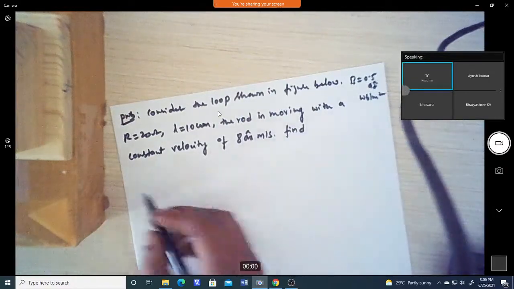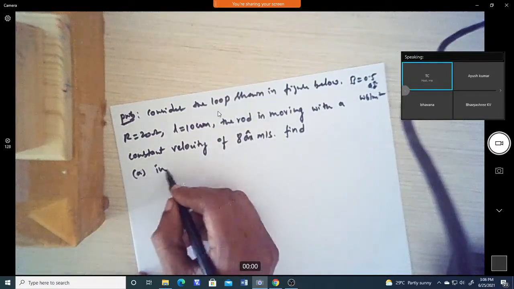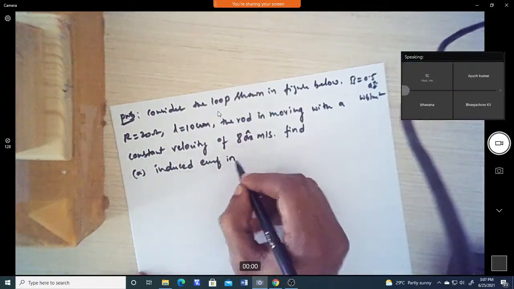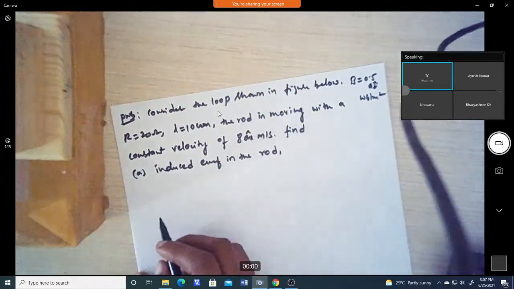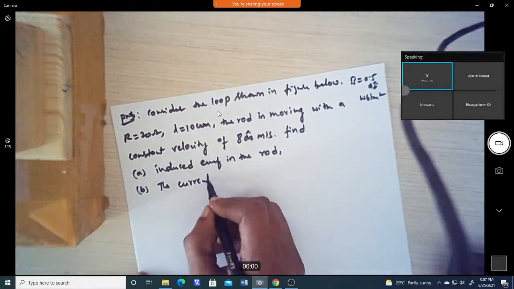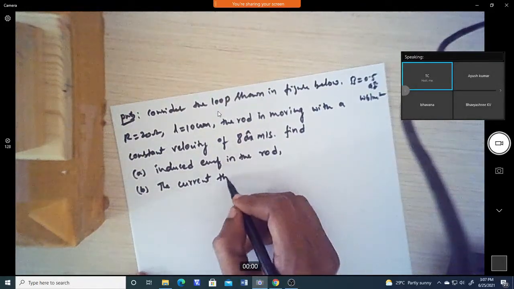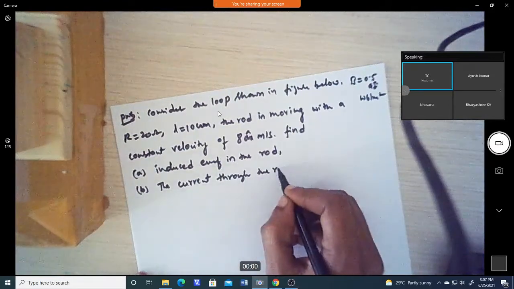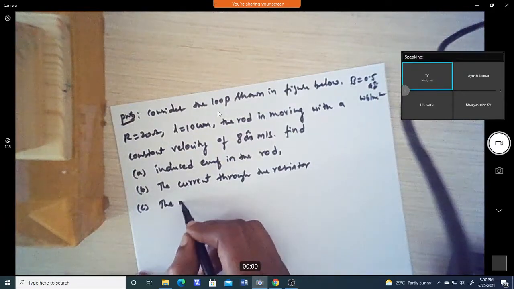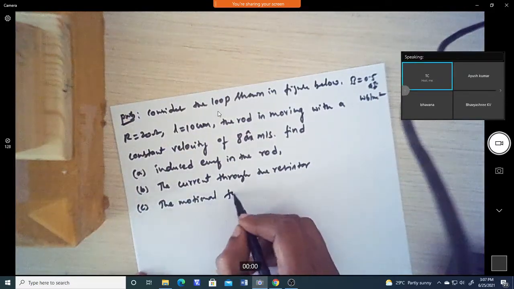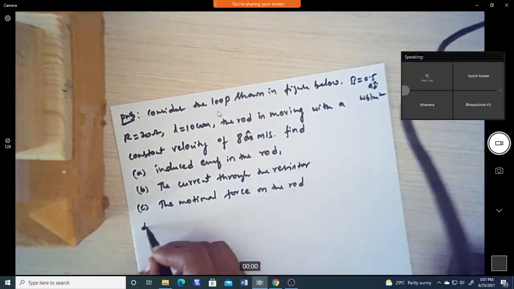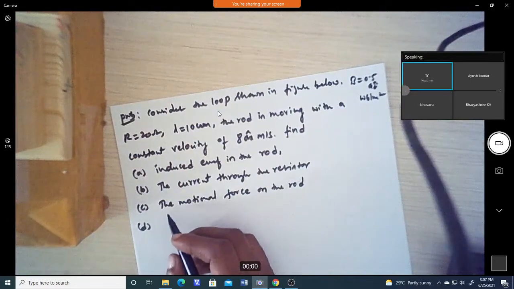So now we need to find, what is the induced EMF in the rod, and we have to find out the current through the resistor. Next we have to find out the motional force on the rod, and also we have to find out the power dissipated in the resistor.